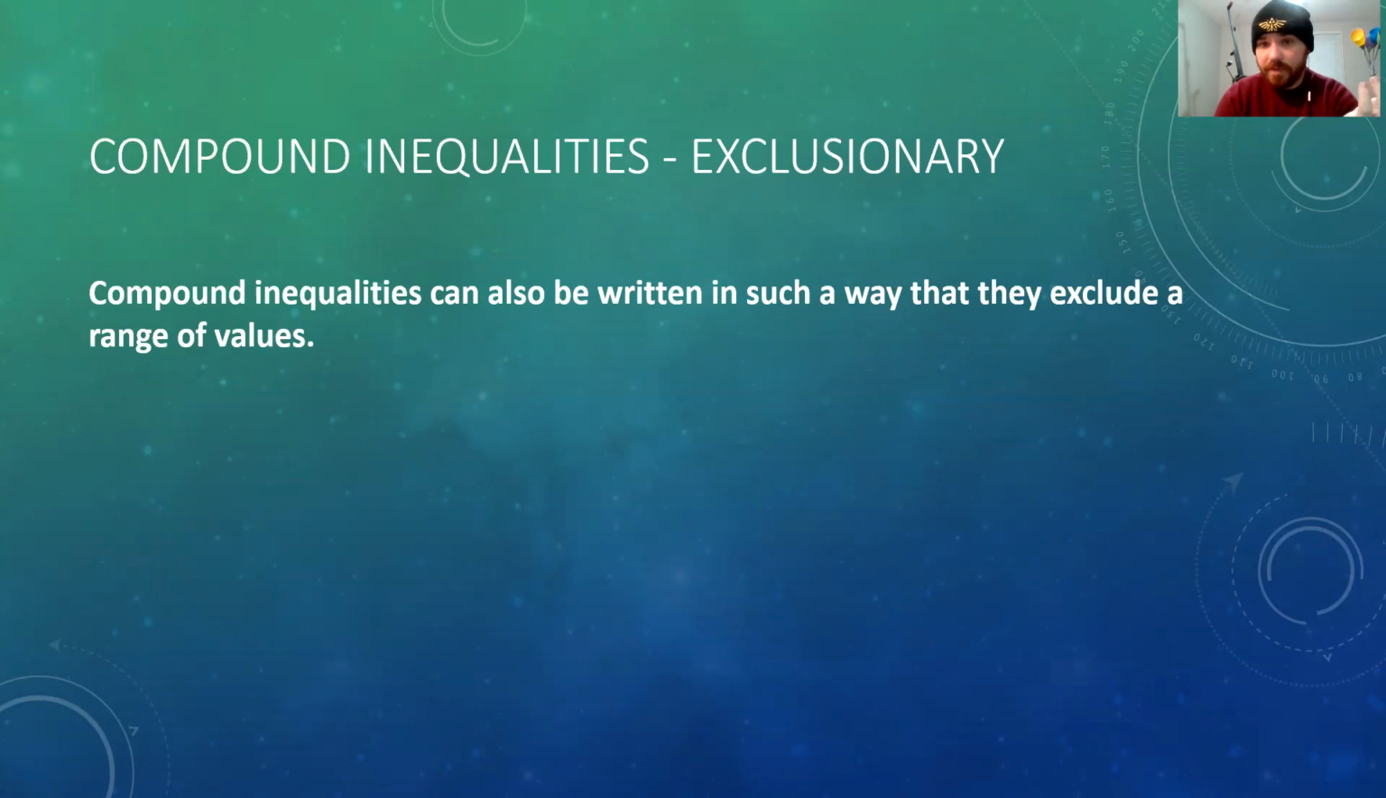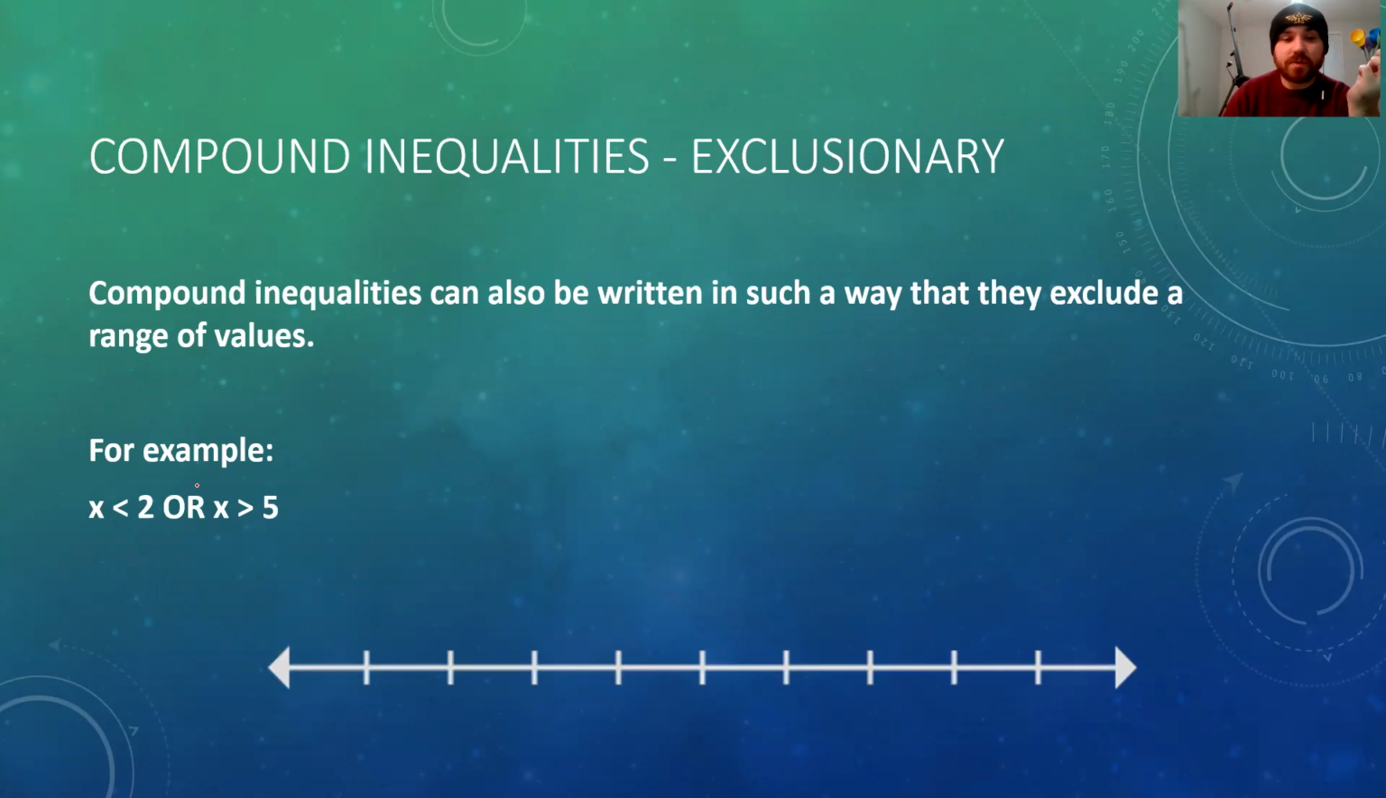There's also a set of compound inequalities that can be written in an exclusionary way. And so what this means is that they'll give you ranges, and it'll usually have this or sign. So this says x is less than 2 or greater than 5. So let's say I have 0, 1, 2, 3, 4, 5, 6, 7, 8. So I can graph x is less than 2. That looks like this. And again, I'm just going to draw this little line here so I can see which way it's going to go. And then x is greater than 5. Draw this little line here.